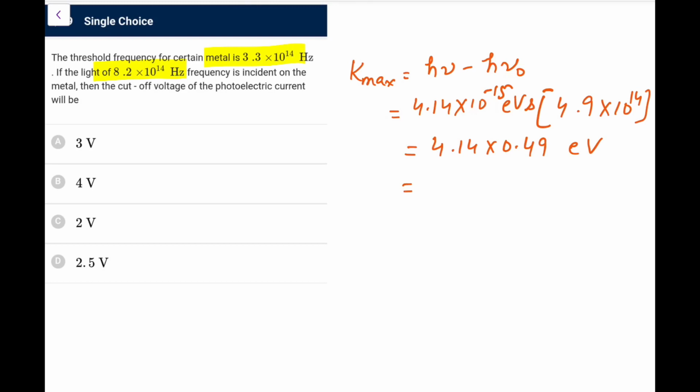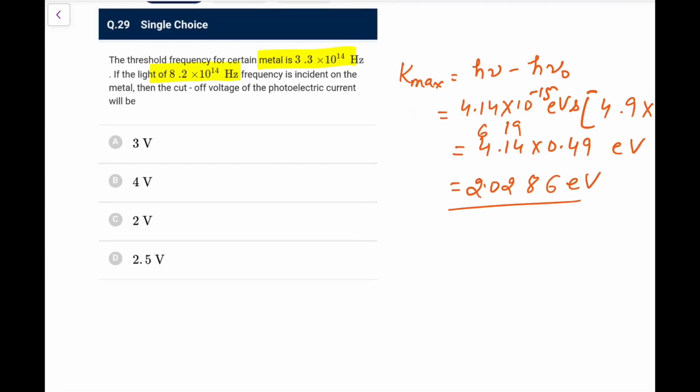So this is what we have: 49 fours are 196, 49 ones are 49, 9 ones are 49, and 19, that will give me 68. And 49 fours again 196 and 6, that will give me 202. So that is not 20, that is 2.0286 eV. So the stopping potential would be 2.02 volts. As per the options, the closest would be 2 volts. I will go for it.